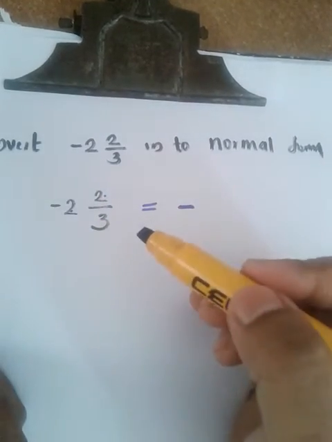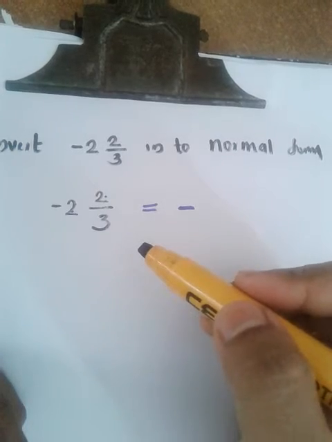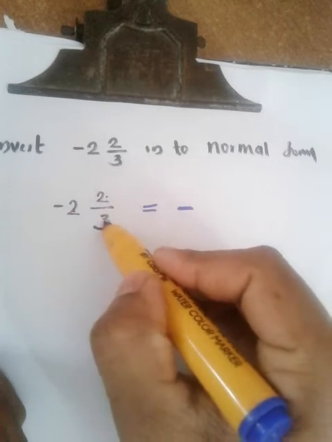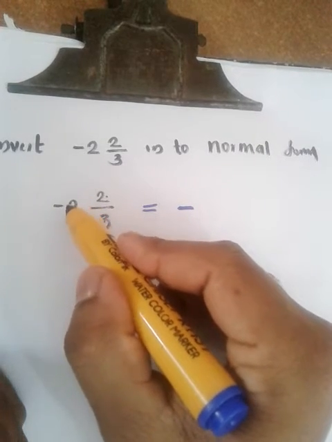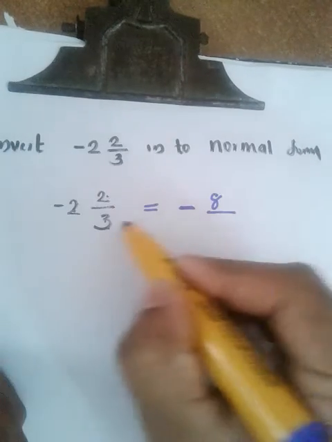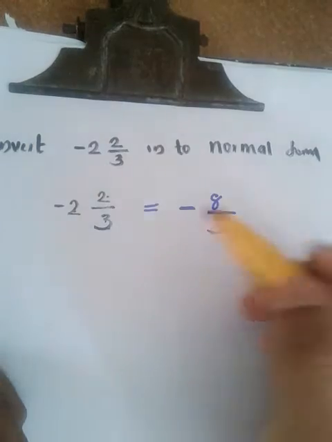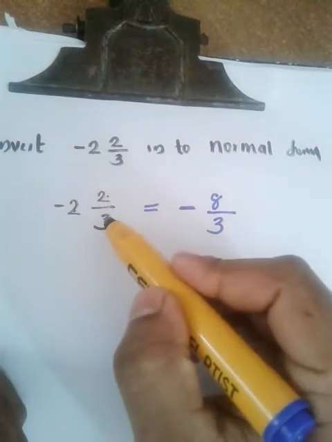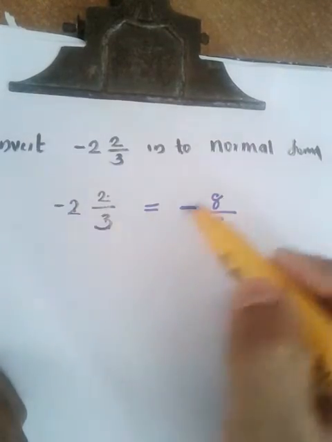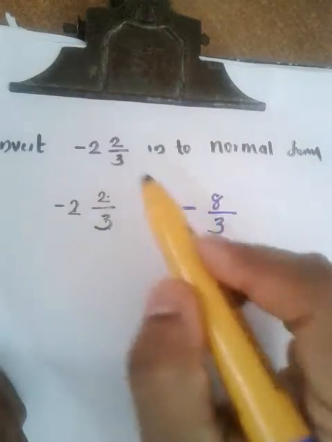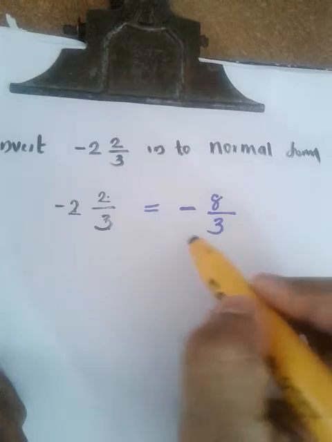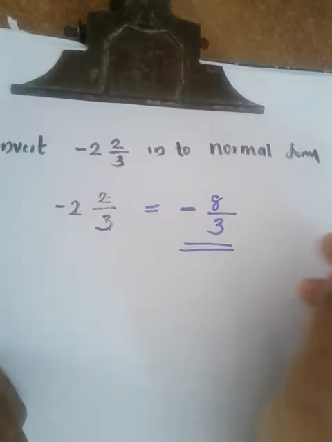You know how to convert a mixed fraction to an improper fraction. Same way, how? 3 into 2, what is that? 6. 3 into 2 is 6. Then that 6 plus 2, 8. Write 8 divided by this 3 as it is. I repeat, minus sign as it is, then you should convert this mixed fraction to improper. How? 3 into 2, 6. So we got the product as 6. Then add 2 with that. So 6 plus 2 is 8. So -8 by 3. See, this is it.